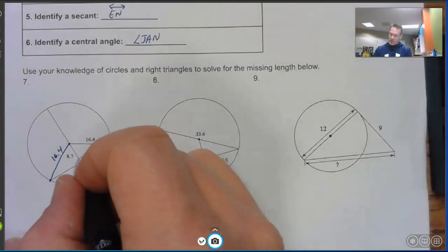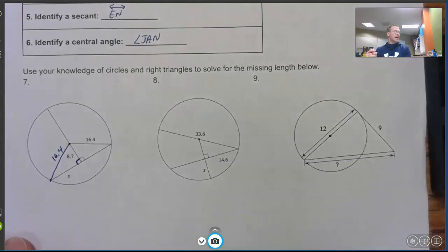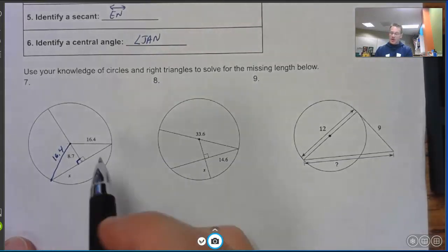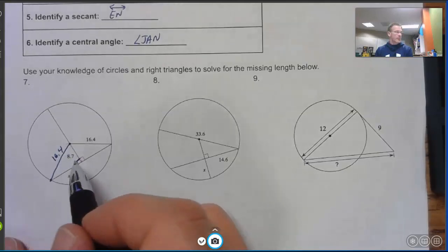And now, if this is a right angle, this is also a right angle. And so now I have set up the Pythagorean theorem, because now I know 16.4 has to be the hypotenuse because it's across from the right angle.